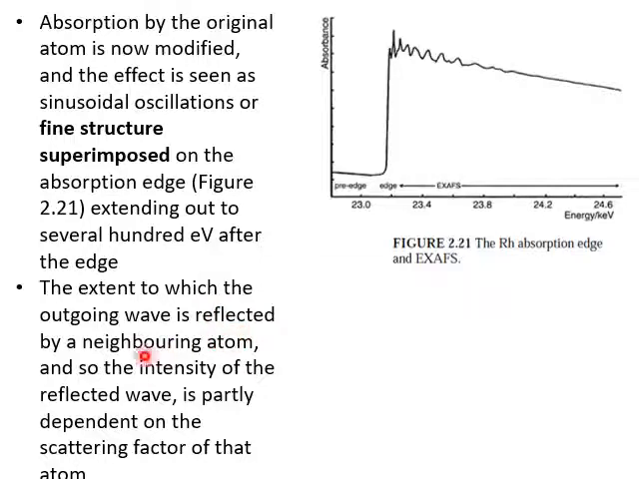The extent to which the outgoing wave is reflected by a neighboring atom, and so the intensity of the reflected wave, is partly dependent on the scattering factor of that atom. We have studied previously that this electron wave is going out and the neighboring atom will reflect it. The intensity of the reflected wave depends on what? It depends on the scattering factor of that atom, how well that atom is able to scatter the electron. And the scattering factor depends on the electron cloud. The denser the electron cloud of the neighboring atom, the more it will scatter the outgoing electron wave.